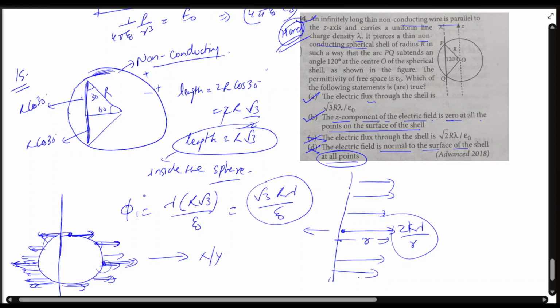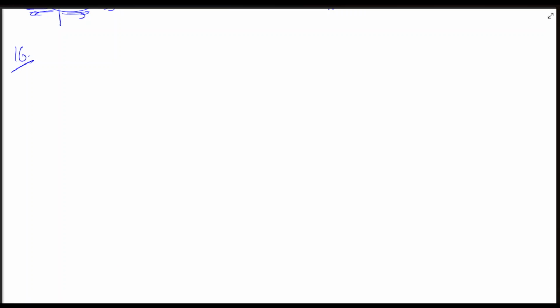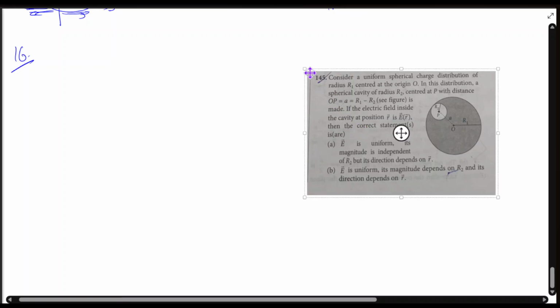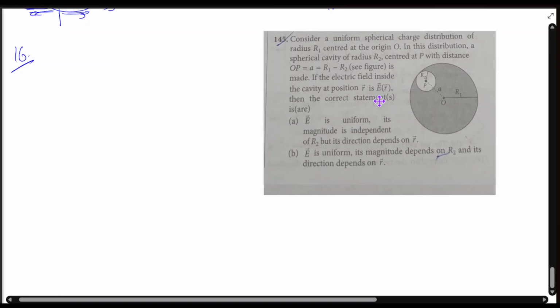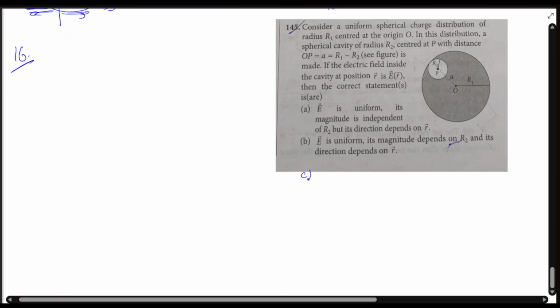Okay, so let's move on to our 16th question. So here is our 16th question. Okay, so this question is again our cavity one. So you can solve this. I can give you some options. We can check these options directly.